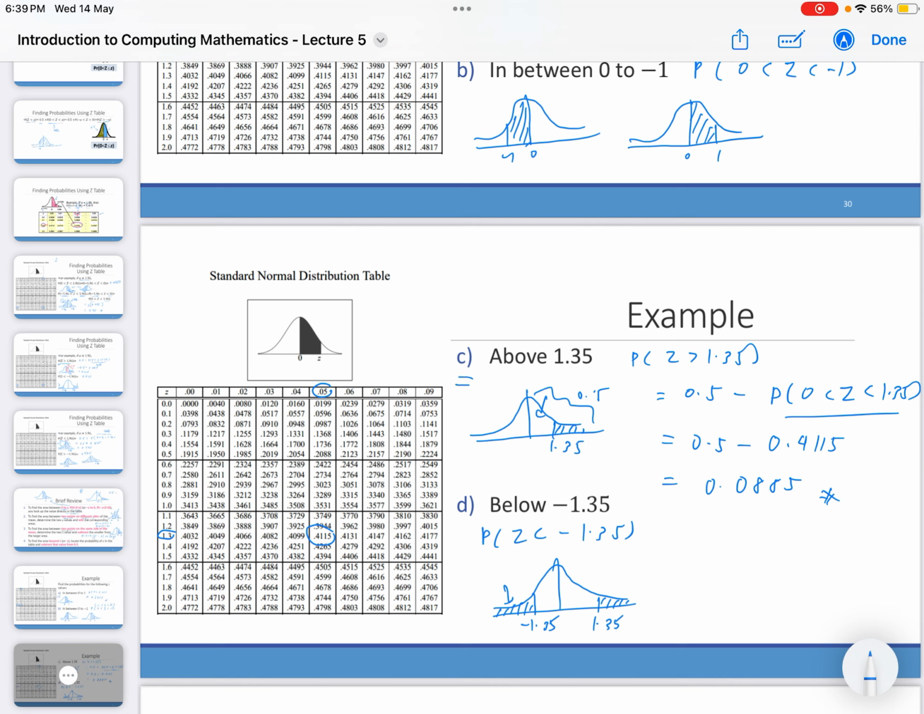Okay, I forgot to mention. So for continuous, the equal sign here does not really matter. Okay, for discrete, the equal sign is very important, but for continuous, the equal sign does not matter. Okay, it will be the same, with the equal sign or without the equal sign. Okay.